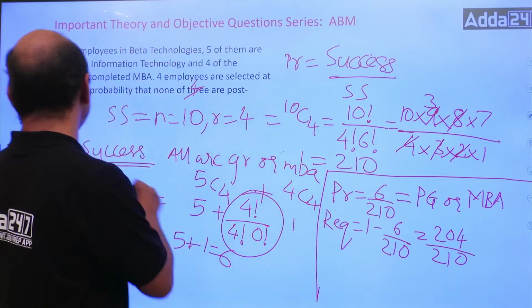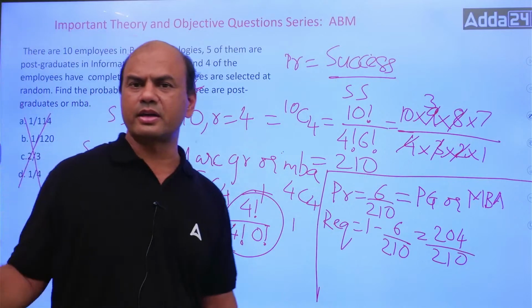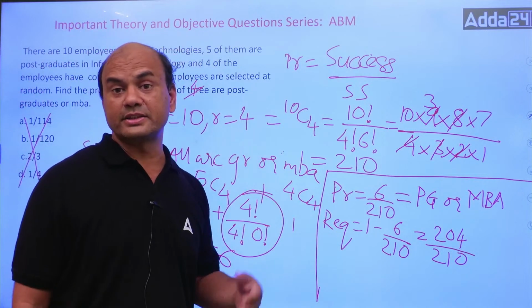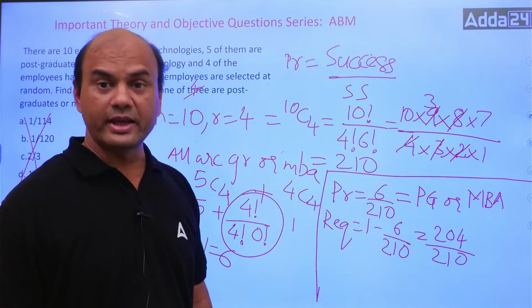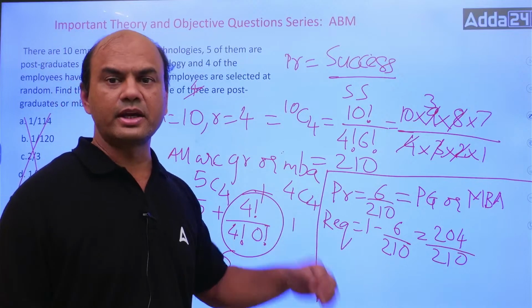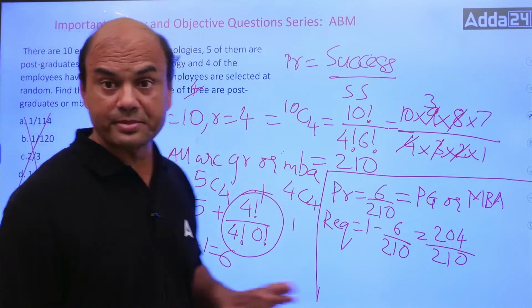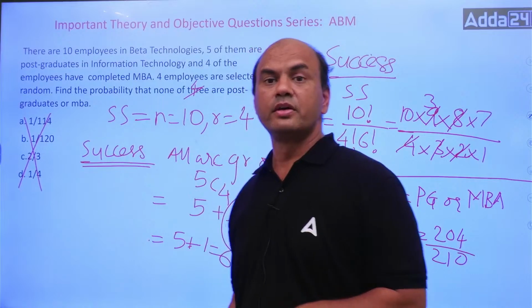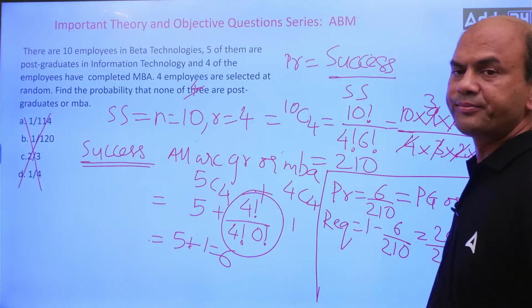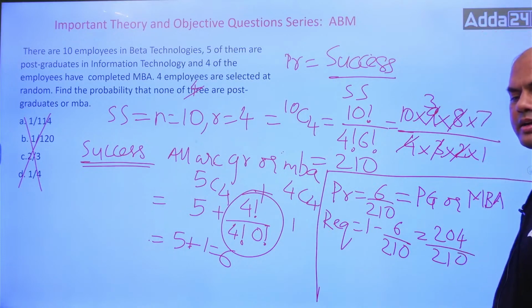These other answers are not the correct answers. This question is similar to what you get in exams nowadays, a question without options. You will simply get this question and no option will be given to you. So you have to find the answer and write it, either as 204 upon 210 or in decimal. Whatever the decimal answer is, that's okay.